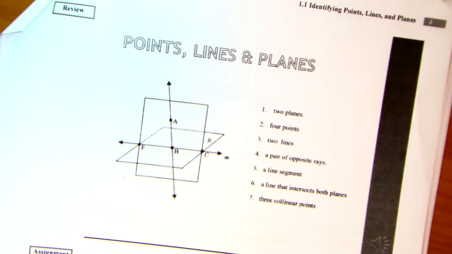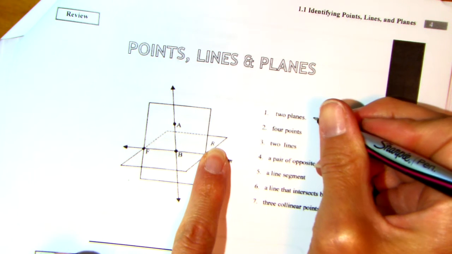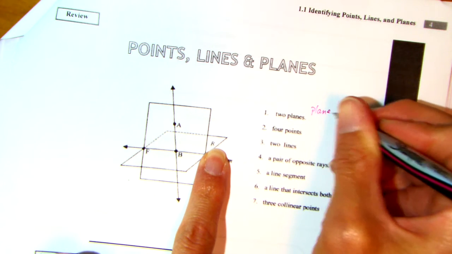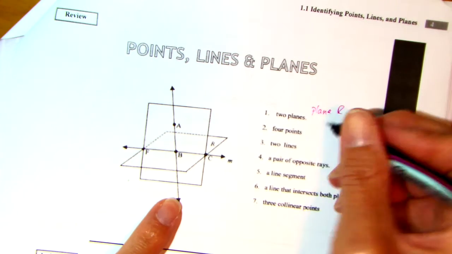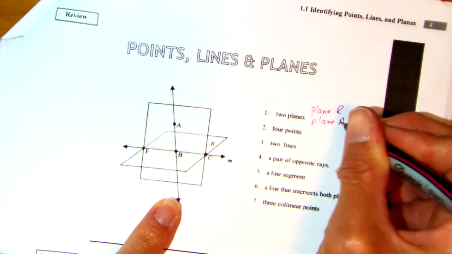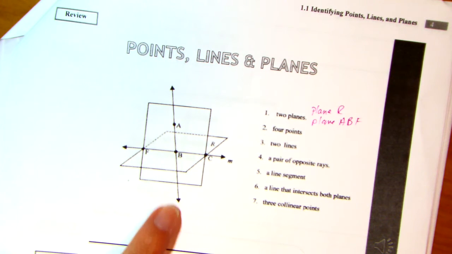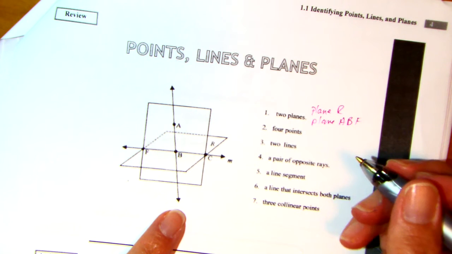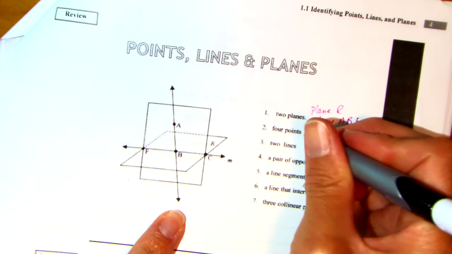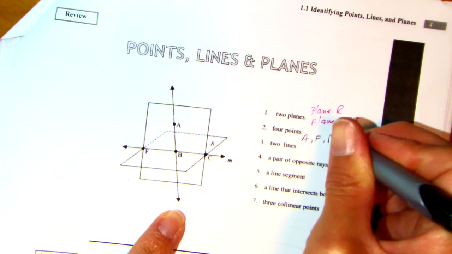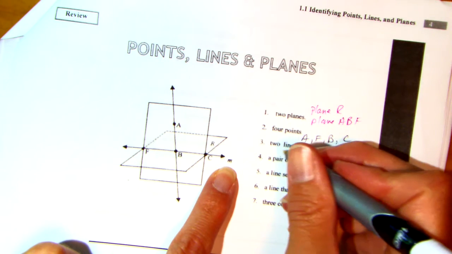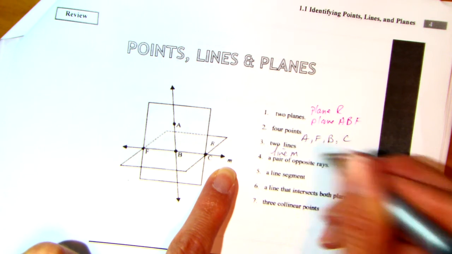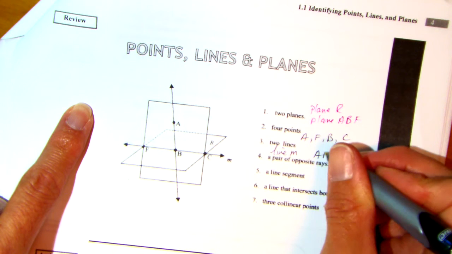Okay, so here we go. Let's do a little review. Can you name 2 planes? One of them is plane R. And we can say that this one is flat. And then we do plane ABF. Name 4 points. How about A, F, B, and C. Name 2 lines. Line M. And we can do line AB.